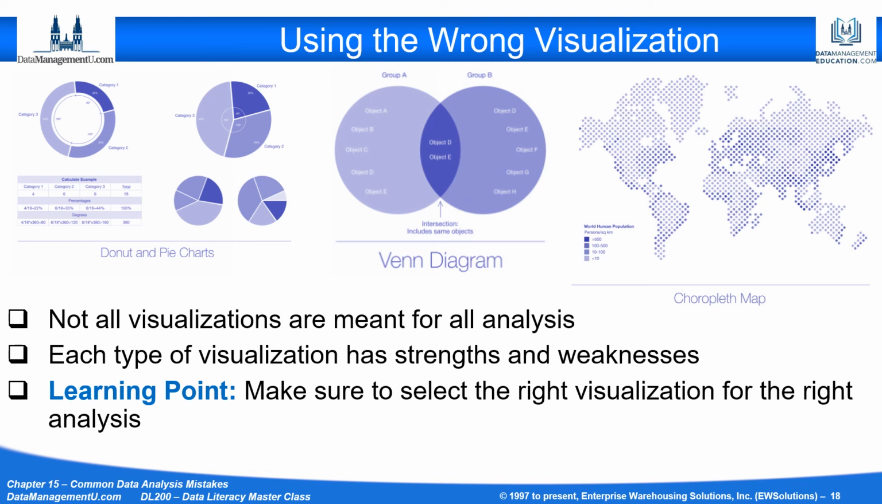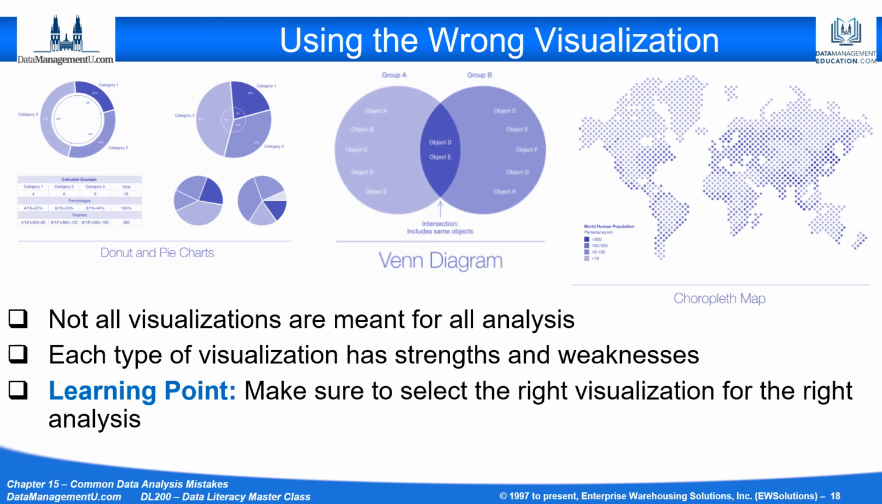The last data analysis mistake I want to speak about is using the wrong visualization. Not all visualizations are meant for all analyses because each type of visualization has its strengths and its weaknesses. A pie chart performs a very different analysis than a Venn diagram or a choropleth map.